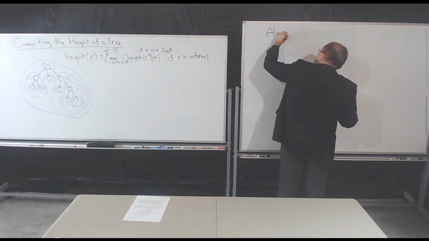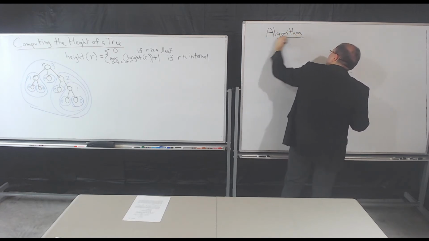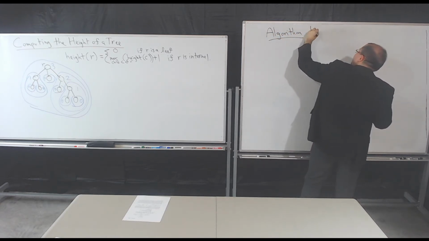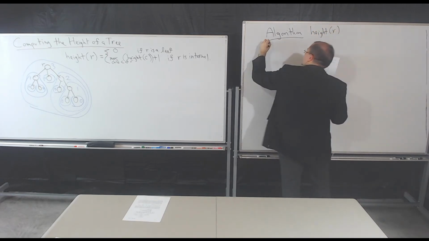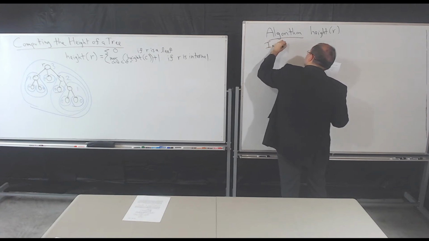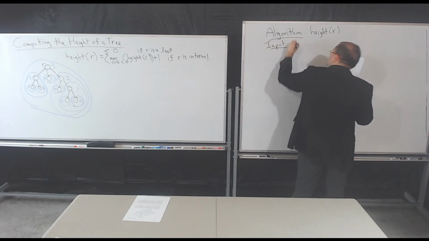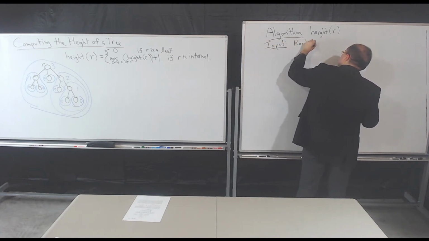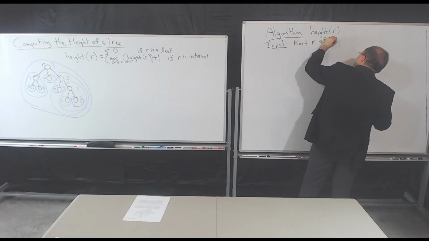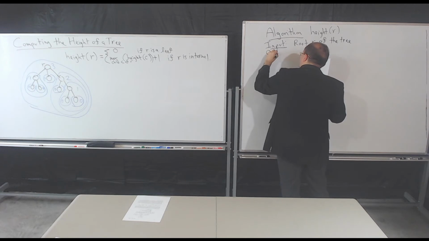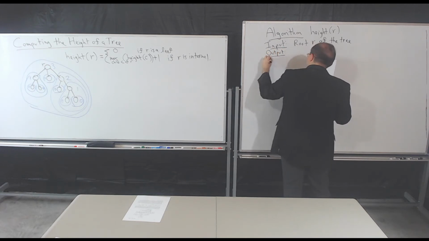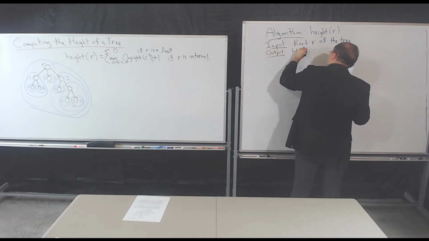So the algorithm is, I'm going to call it height. Height of R. The input is the root R of the tree. And the output is the height of the tree.